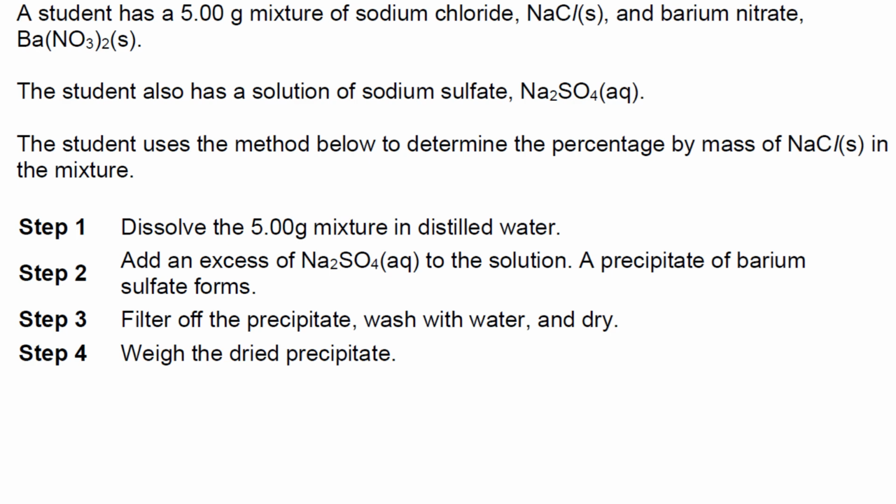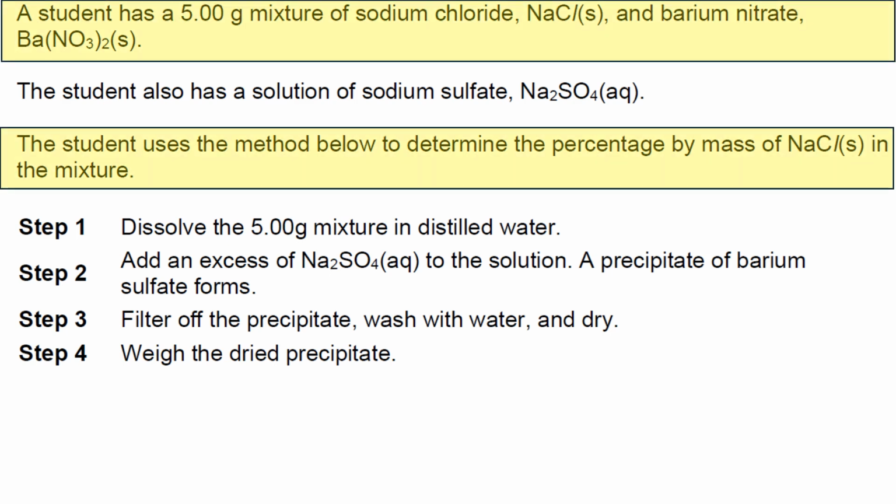So I'm going to start by taking you through the beginnings of the description of what the student in the question has done. They have a 5 gram mixture of sodium chloride and barium nitrate, both of which are in the solid form. You can see that from the two state symbols there.